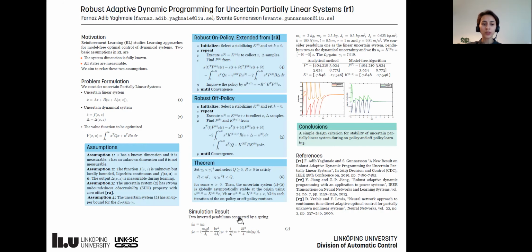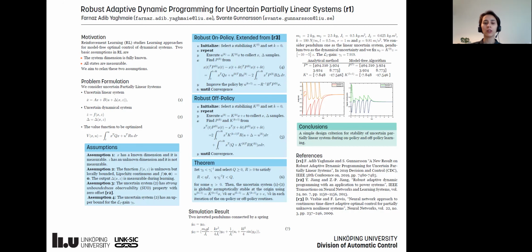For the simulation result, we consider 2 inverted pendulums, which are connected by a spring. We consider pendulum 1 as the linear system that we want to control, and we consider pendulum 2 as the nonlinear uncertainty. So we fix the controller for pendulum 2, and then we aim to learn the controller for pendulum 1. We apply the off-policy routine on this example.